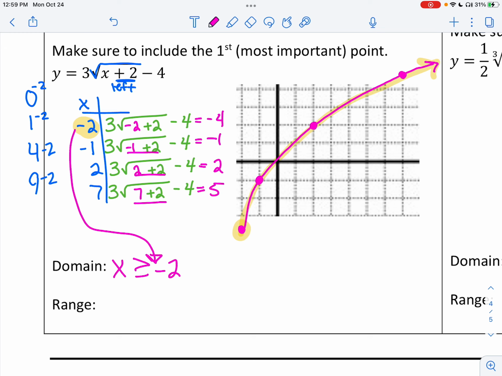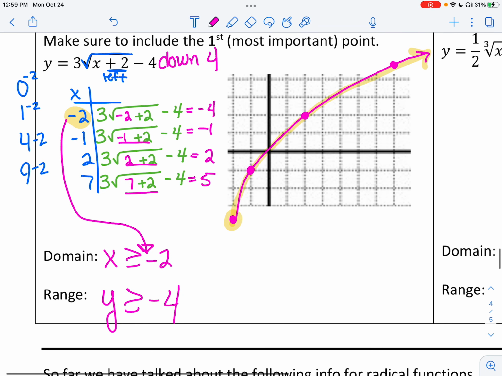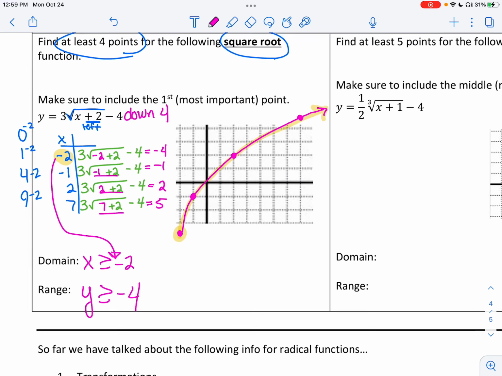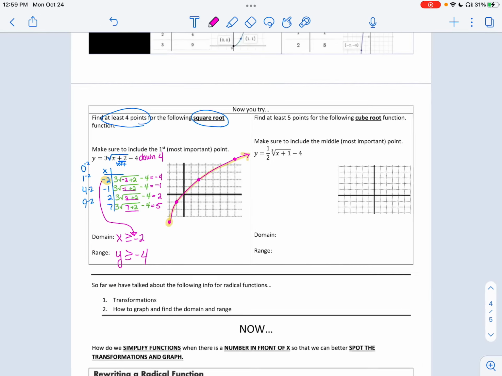Please make sure you draw the arrowhead, pause the video if I'm going too fast, and kind of look at it. And the range is usually y is greater than or equal to 0. However, this did get moved down 4 units. So since it got moved down 4 units, the range is everything greater than or equal to -4. It's not been reflected, so the greater than signs stay.